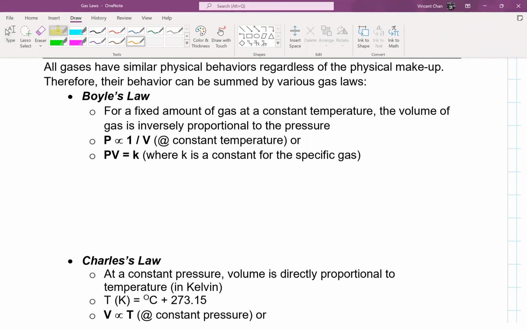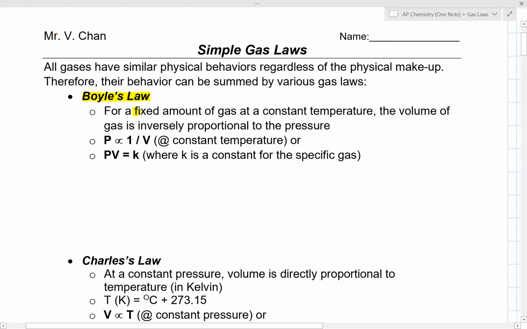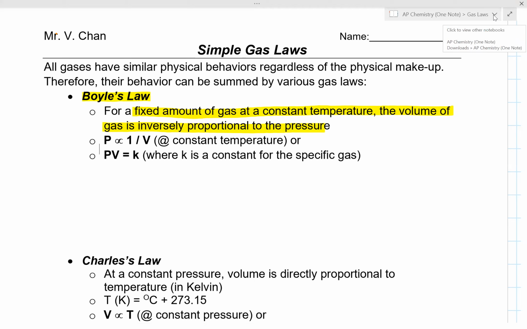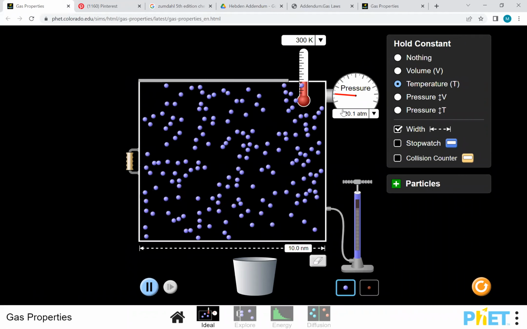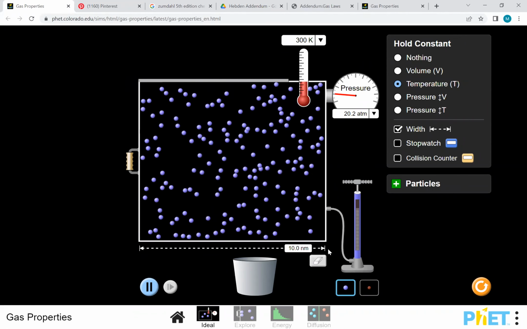For Boyle's law, for a fixed amount of gas at a constant temperature, the volume of the gas is inversely proportional to the pressure. So what you have is that there's an inverse relationship between pressure and volume. Okay, so if we wanted to keep a constant temperature, let me show you what I mean by this relationship.